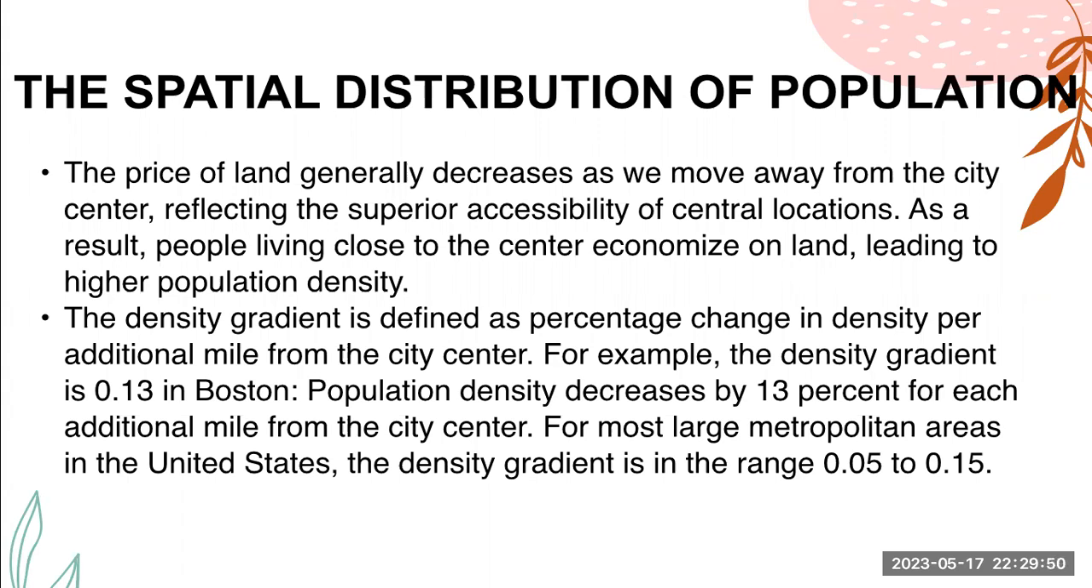So for most large metropolitan areas in the United States, the density gradient is in the range 0.05 to 0.15, meaning that population density decreases by 5% for each additional mile from the city center, and at the other end of the range, the upper bound, population density decreases by 15% for each additional mile from the city center.